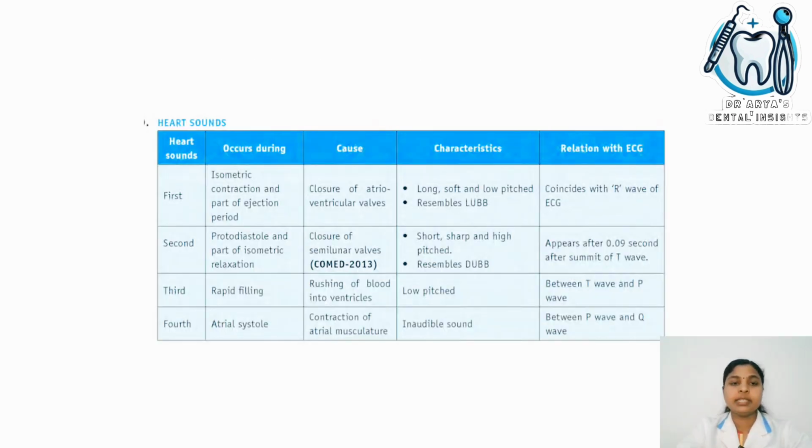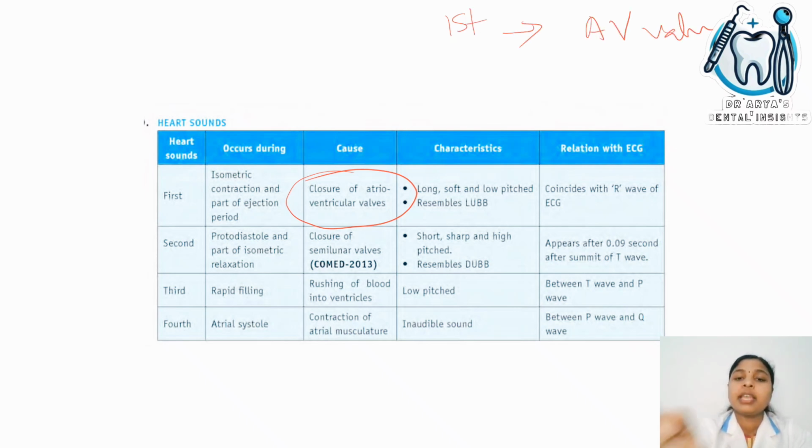Okay, so coming to some heart sounds. First sound occurs due to isometric contraction and part of the ejection period, and the cause is closure of the atrioventricular valves. So the first sound is due to closure of AV valves. It is long, soft and low pitched, and it resembles the lub sound. It coincides with the R wave of the ECG.